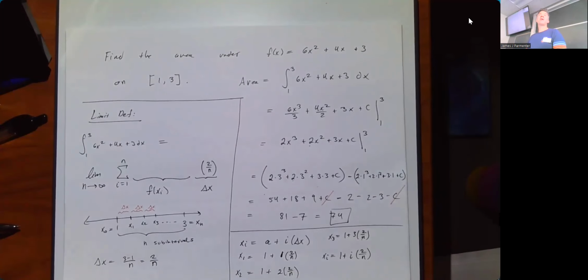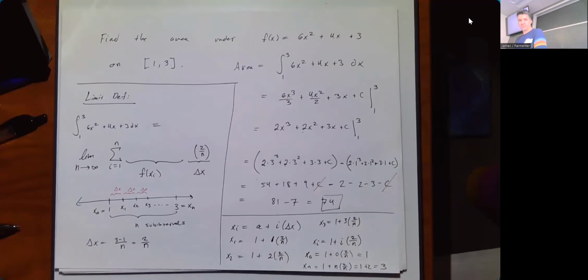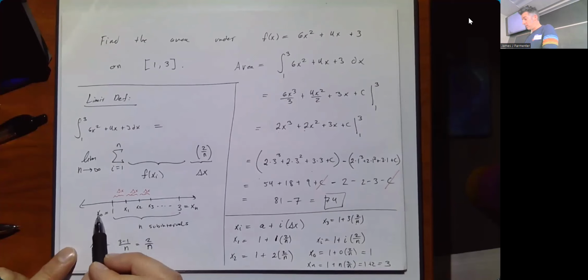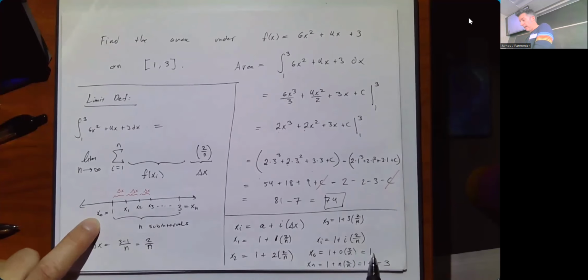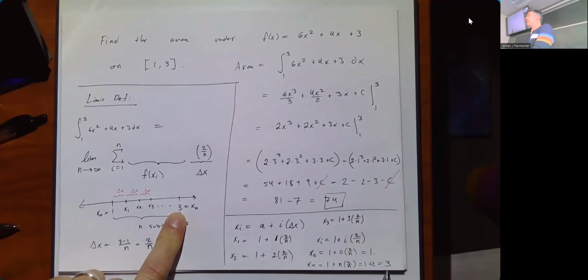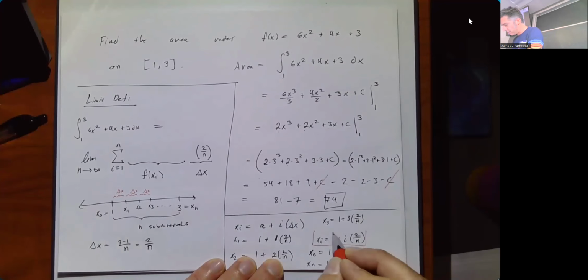And I always like to check. When I say check, what I mean is check that x sub 0 is what it's supposed to be, and the x sub n is what it's supposed to be. If you plug in 0 for i, you get 1 plus 0 times 2 over n, which is just 1. If you plug in n for i, you get 1 plus n times 2 over n. n times 2 over n is 2, and 1 plus 2 is 3. So x sub 0 is 1 as it should be, and x sub n is 3 as it should be. That means I'm feeling pretty confident that I've done the right thing when it comes to what x sub i is equal to.